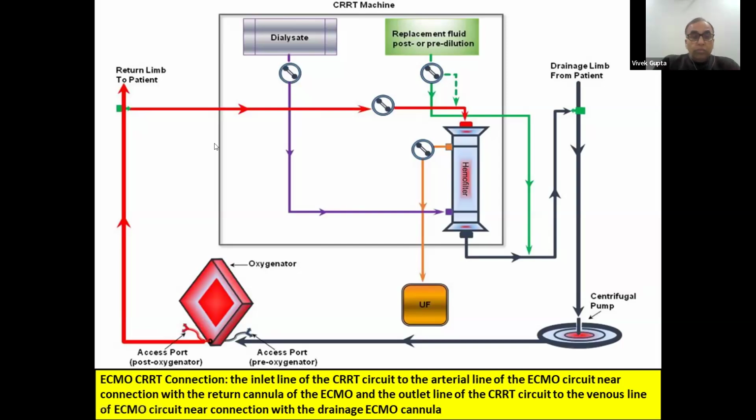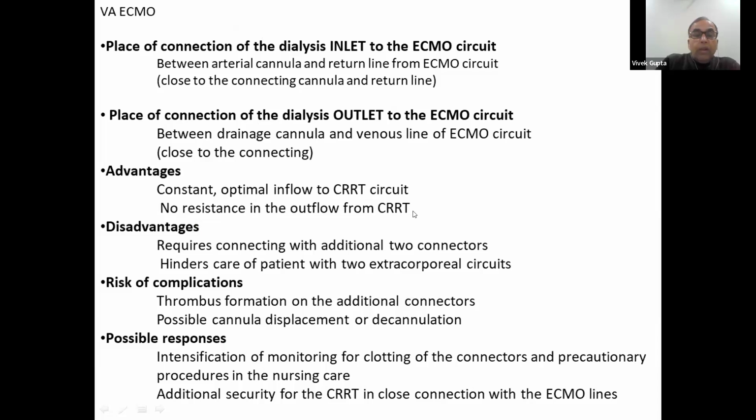So how is this helpful? Again, this is the positive pressure line, and there is more risk of bleeding if there is some disconnection. So blood loss can be there, and any clot or air bubble in this zone will directly go to the patient. You cannot stop it without stopping the ECMO itself. But the advantage is there is a constant or optimal inflow to the CRRT circuit because it's a high pressure zone, and no resistance in the outflow from the CRRT, meaning the return line of the CRRT.